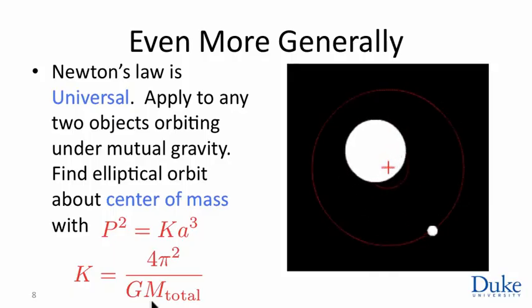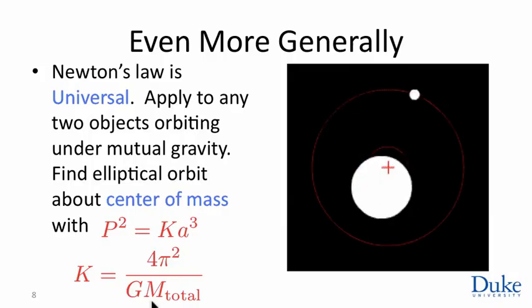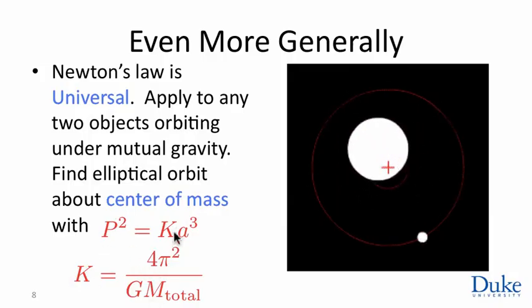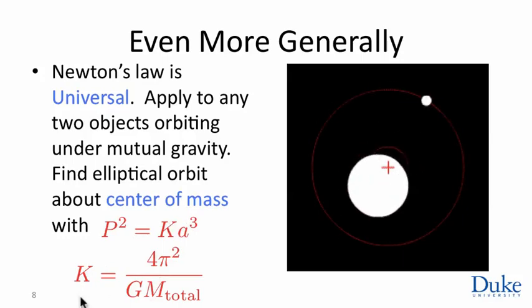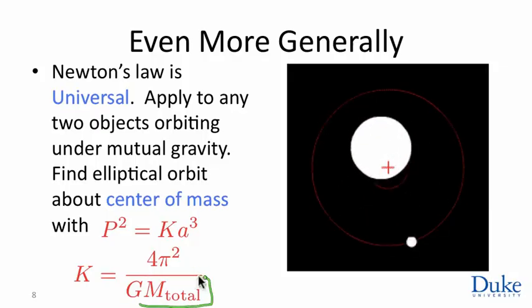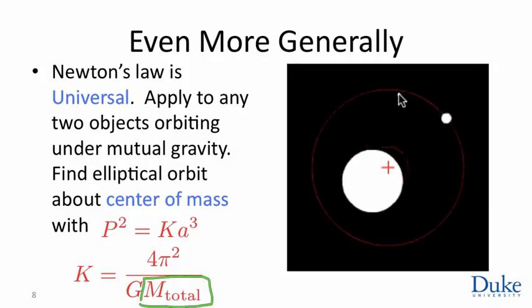The correct statement, it turns out, when you take into account the motion of the heavy object, is that the constant that relates the square of the period to the cube of the semi-major axis is in fact 4 pi squared over G times the total mass of the system, the sum of the two masses.